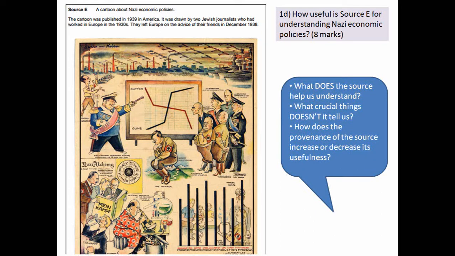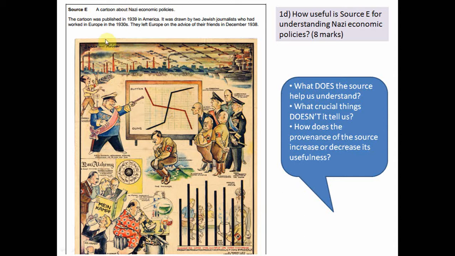Those 3 things are, firstly, what does the source help us to understand? So what key information can we learn from the source about economic policies? The second thing then is, what doesn't it tell us? So what key information do we know about Nazi economic policies that aren't included in the source? And then the third thing, and perhaps a slightly trickier thing, is what does the provenance of the source do to the usefulness of it?